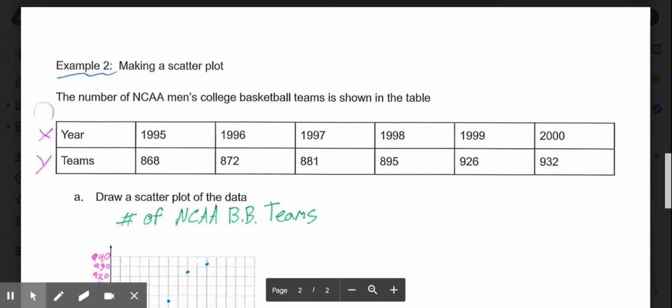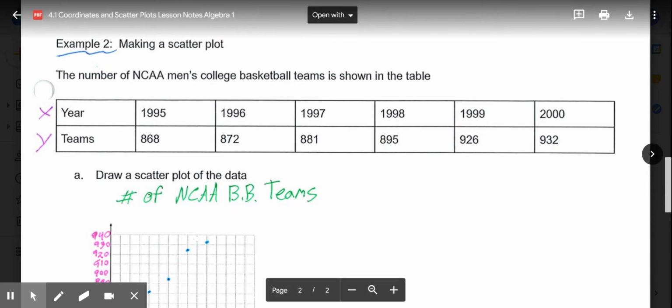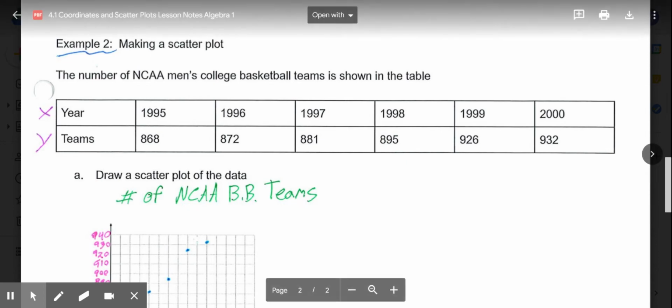So now we're going to look at the idea of graphing points to create what's known as a scatter plot. And a scatter plot is simply the data plotted into a quadrant or the four quadrants of a coordinate plane. So if we look at this table here, we have the number of NCAA men's college basketball teams shown in the table. So the year and the number of teams. The top row, the year, is going to be our x values. The bottom row, teams, will be our y values.